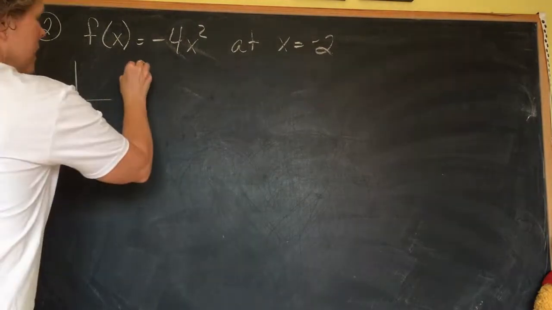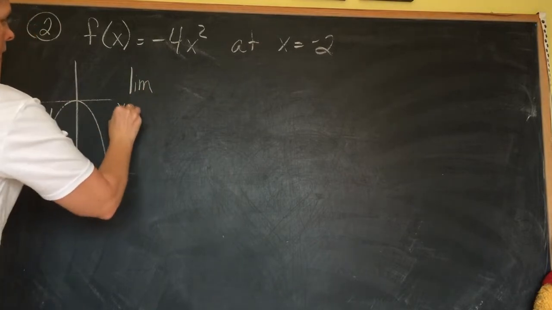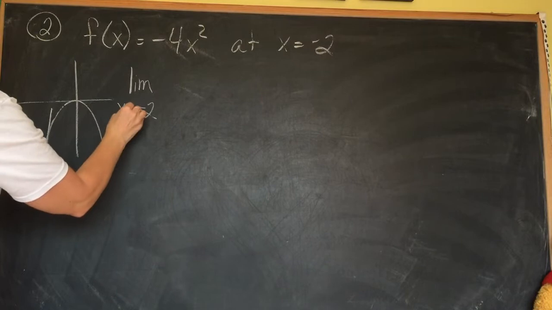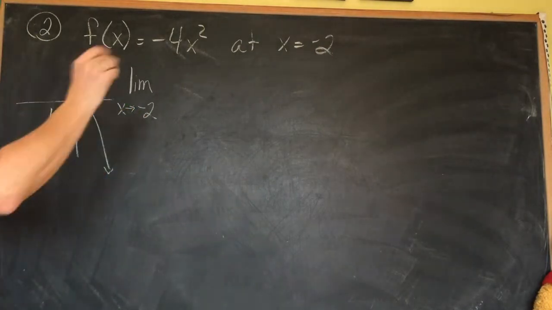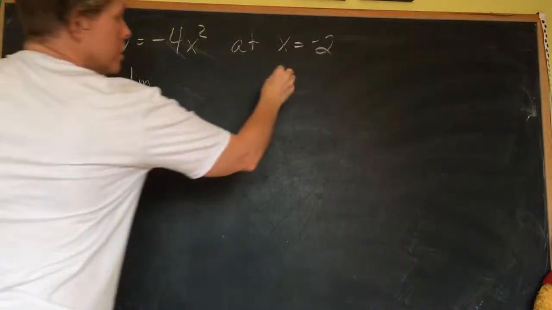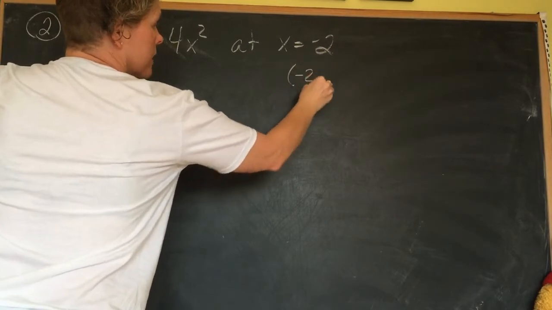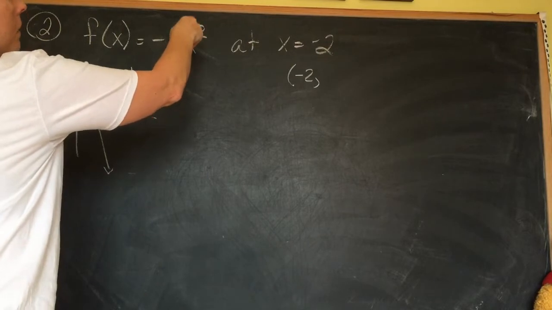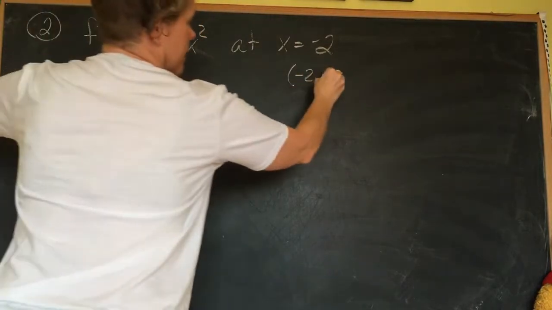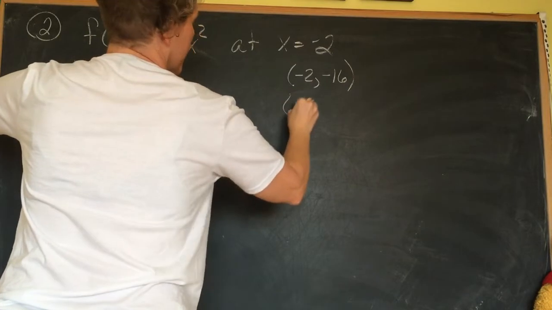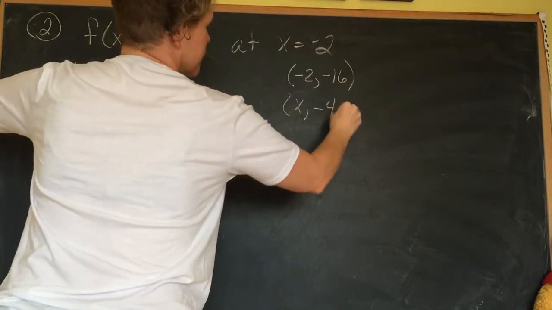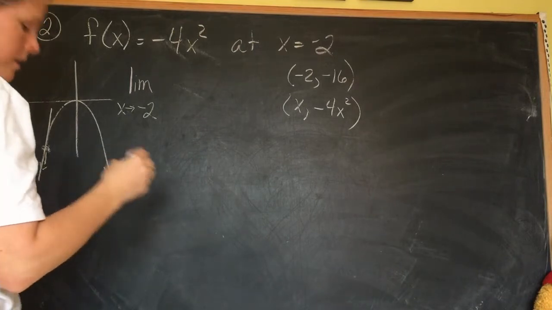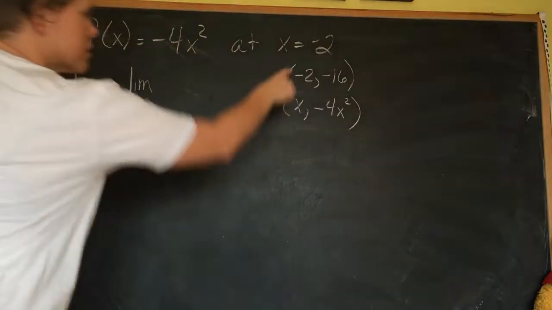Okay, so I know that I am taking the limit as x approaches -2. I also know I'm going to be finding the slope, so I need 2 points. So one point is -2. If I plug -2 in here, I get 4. 4 times -4, I get -16. And if I plug in x, I get that same function itself.